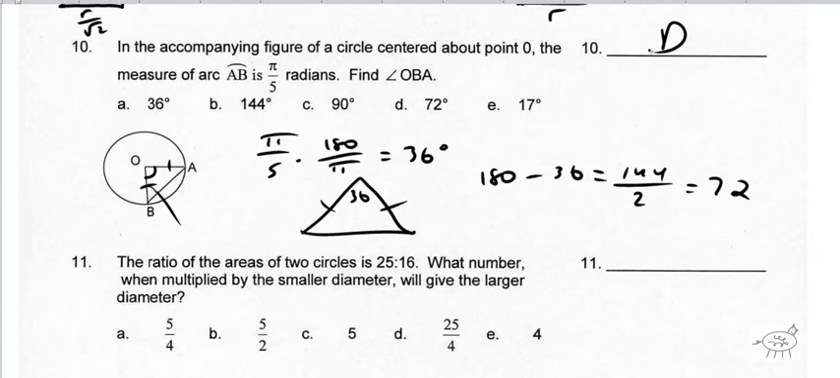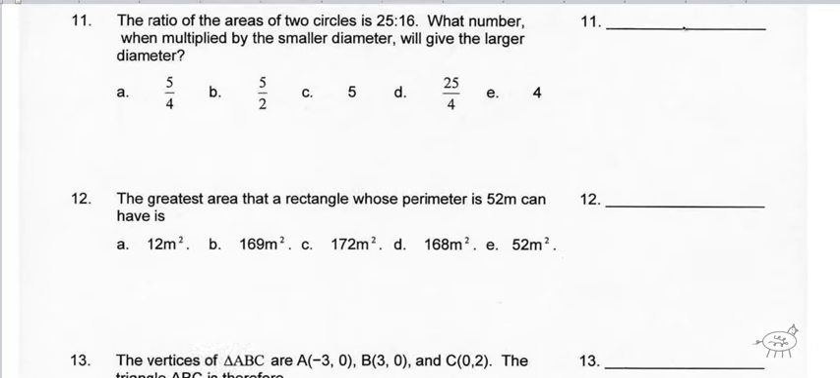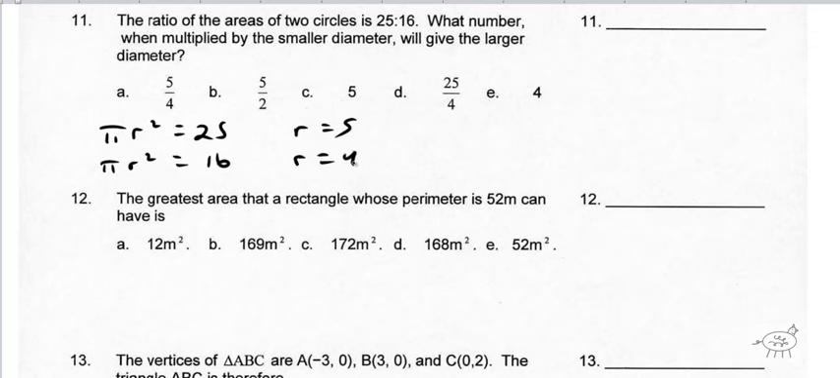Okay. Number 11. The ratio of areas of two circles is 25 to 16. What number, when multiplied by the smaller diameter, will give the larger diameter? So what you have is pi r squared equals 25 and pi r squared equals 16. We're talking about a ratio here, so the pi's really don't matter. I wind up getting, just for comparison, r is 5 and r is 4. We can take the square root.